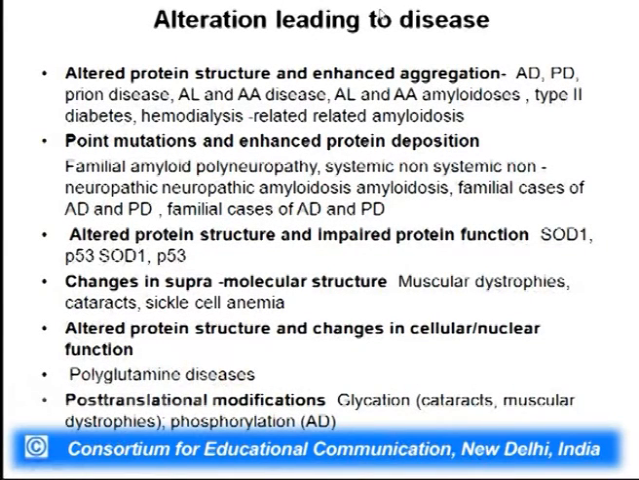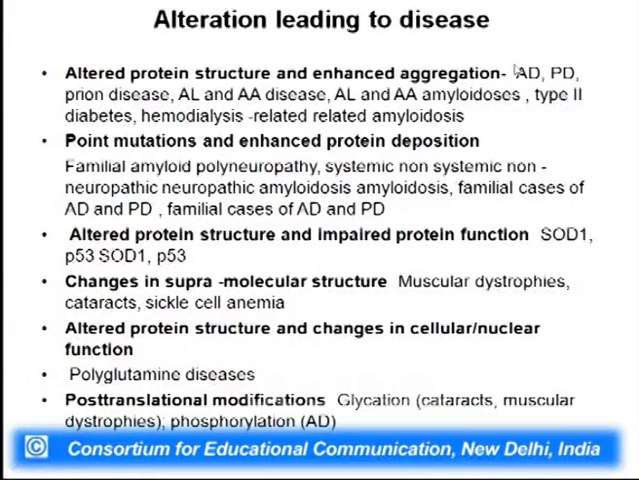There can be several alterations which occur in the protein that can cause it to give rise to all those four important processes that were occurring: the mistrafficking, mislocation, improper folding, and gain of toxic function. So, there are diseases which we have characterized on the basis of what alteration occurs in the protein. So, there is an altered protein structure, there is misfolding, and misfolding promotes enhanced aggregation. You will find it in Alzheimer's, Parkinson's, prion diseases, and then diabetes and hemodialysis related amyloidosis.